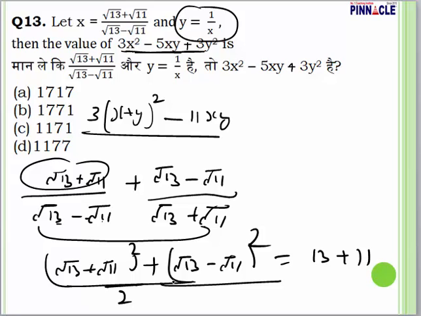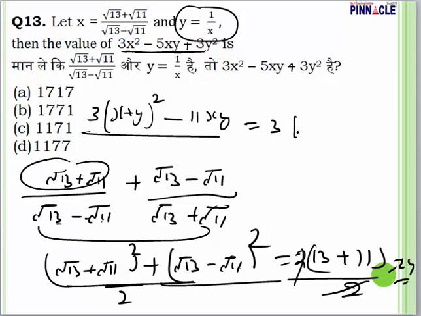13 plus 11, and the 2 into root 13 into root 11 terms, one is plus and one is minus, so they will cancel. So 13 plus 11 and 13 plus 11, it would be 2 times that, divided by 2, so it will cancel. 13 plus 11, that is 24, should be the value of x plus y. So here you can write 3 into 24 square minus 11xy.